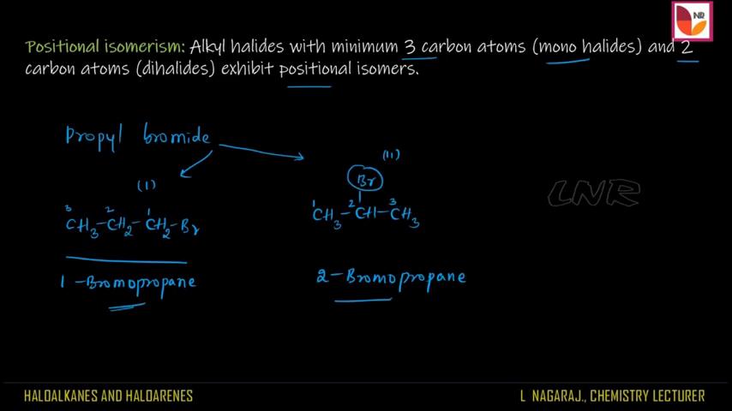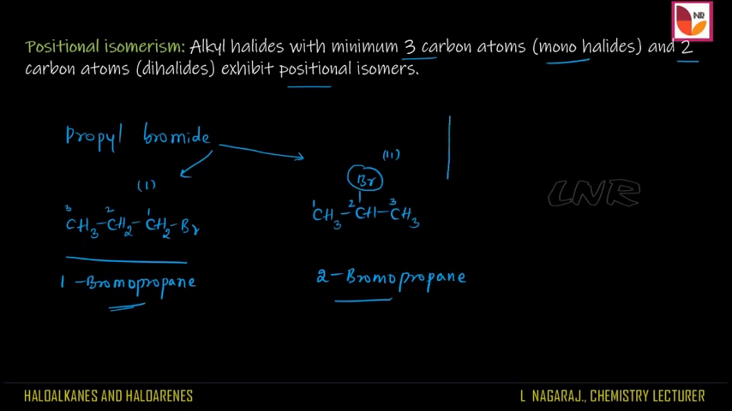Propyl bromide is an example of a monohalide because it contains only one halogen atom. So because of the presence of one halogen atom with a minimum of 3 carbon atoms, it shows positional isomerism.